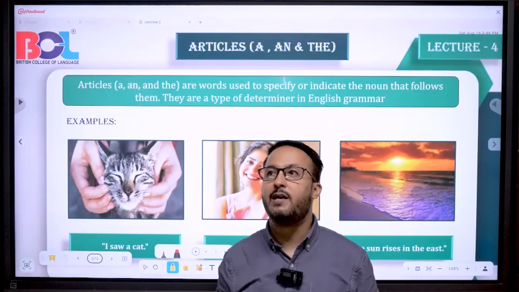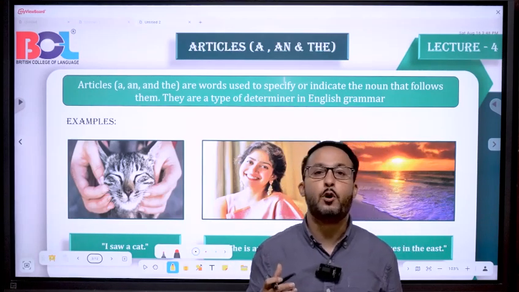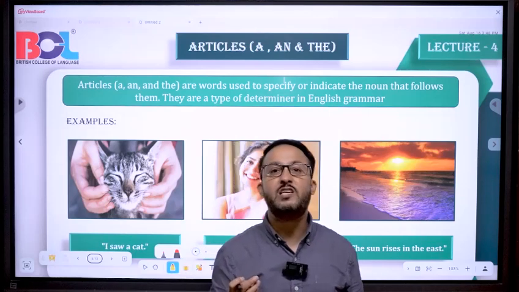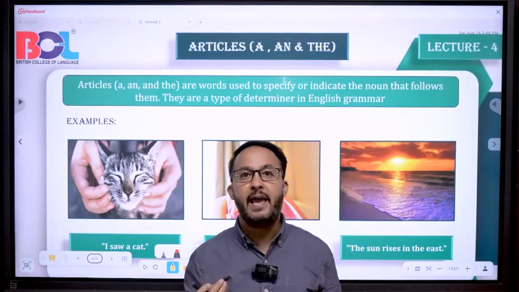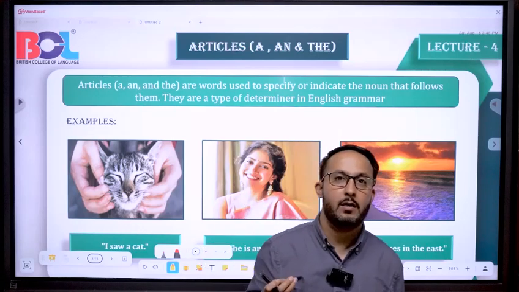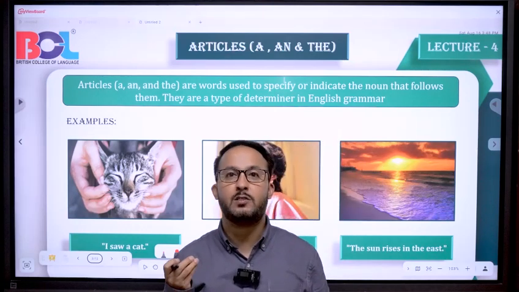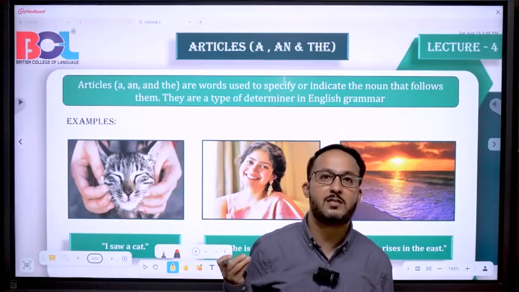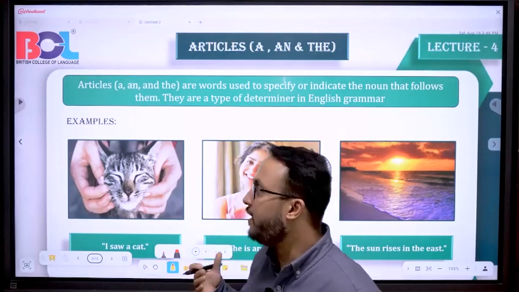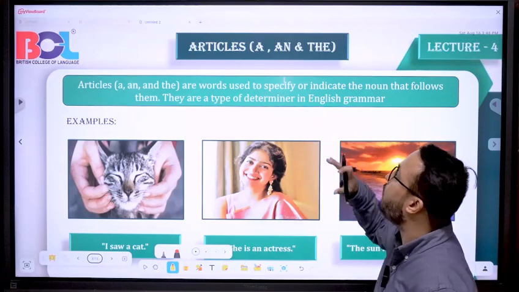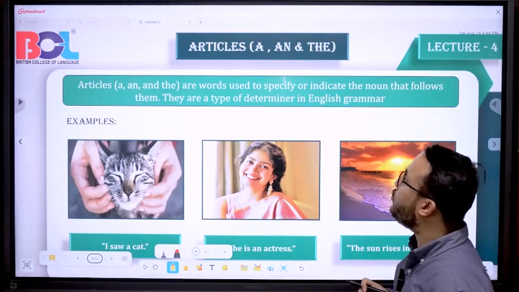Well, let me tell you, articles are also a very important and integral part of English. Articles comprise only three words, which are a, an, and the. A and an mean one. The meaning of a and an is one. And the we use for unique things, which we'll discover in further slides. So first of all, as I told you, it comprises a, an, and the.